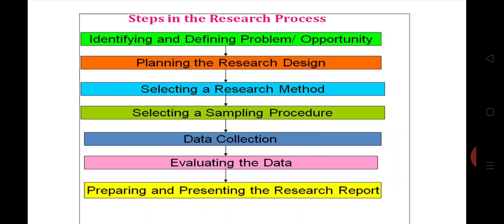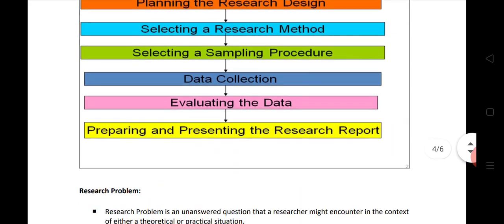You have to select which data collection method, which research method you are going to use, qualitative or quantitative, to collect the data for your study. Selecting a sampling procedure. And then data collection, evaluating the data, and preparing and presenting the research report. When you have collected the data, you have analyzed the data on SPSS or eViews. After analyzing the data, you have to report the findings and results in a written form, like in the form of a thesis.